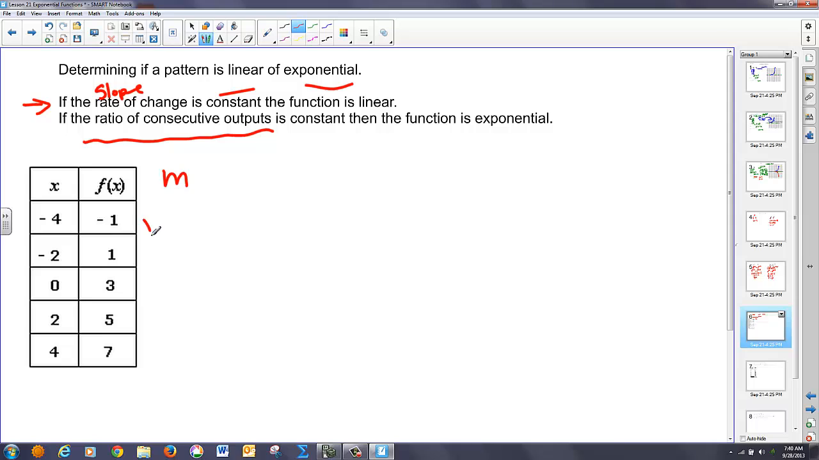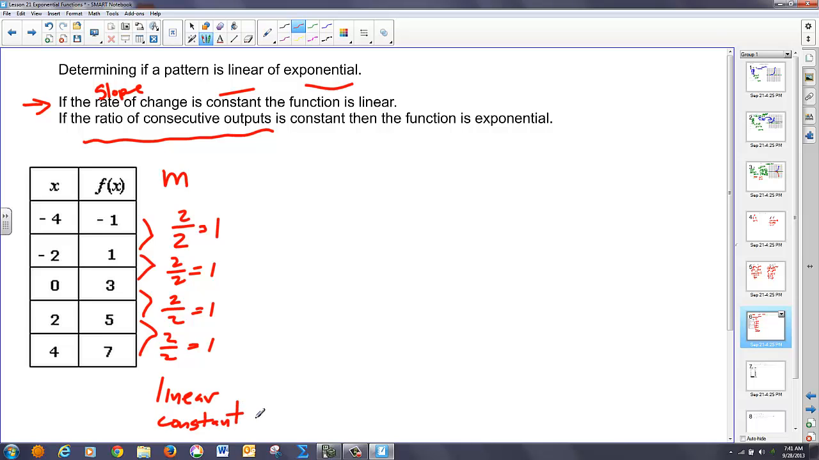So the slope in this case, between these two numbers, we're going to take the difference of y's over the difference of x's. So in this case, we have 2 over 2, which is equal to 1. In this case, 2 over 2, which is 1. In this case, 2 over 2, which is 1. And in this case, 2 over 2, which is 1. So this appears to have a constant slope. And when we have a constant slope, we know that this is a linear function, or constant rate of change.